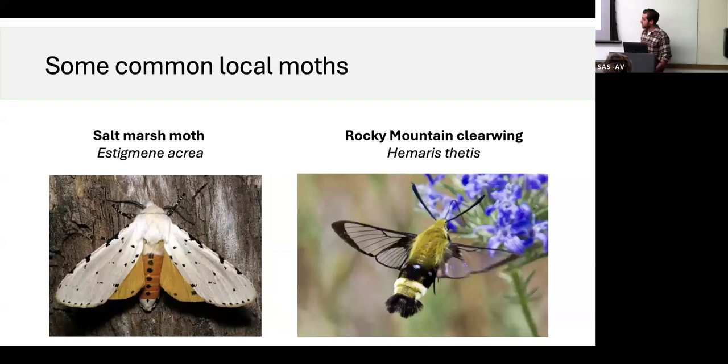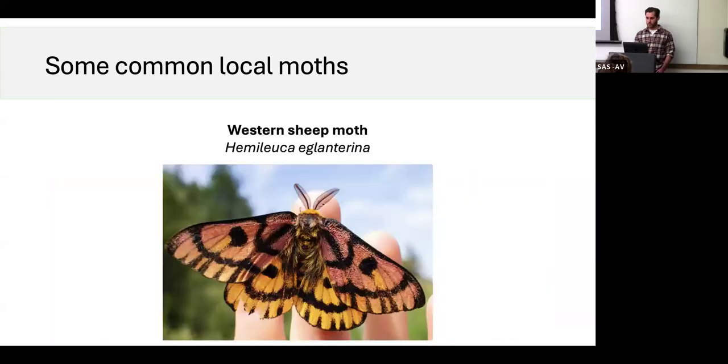These are some of my favorites. I think they have some really cool patterns and colors here. The salt marsh moth, the Rocky Mountain clearwing, which again is often mistaken for a hummingbird. It's also quite large. And then one that is my personal favorite that I have actually seen is the western sheep moth. And those are really the colors that it has. That's not an edited photograph there.